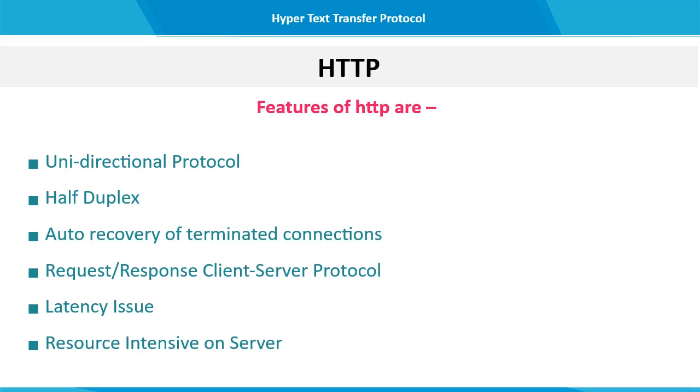Now come to the features of HTTP. HTTP protocol is a unidirectional protocol. In HTTP, the request is always initiated by the client and the response is processed by the server, thus making HTTP a unidirectional protocol. HTTP is half duplex. Either client or server can communicate at a time. Both entities cannot communicate simultaneously.